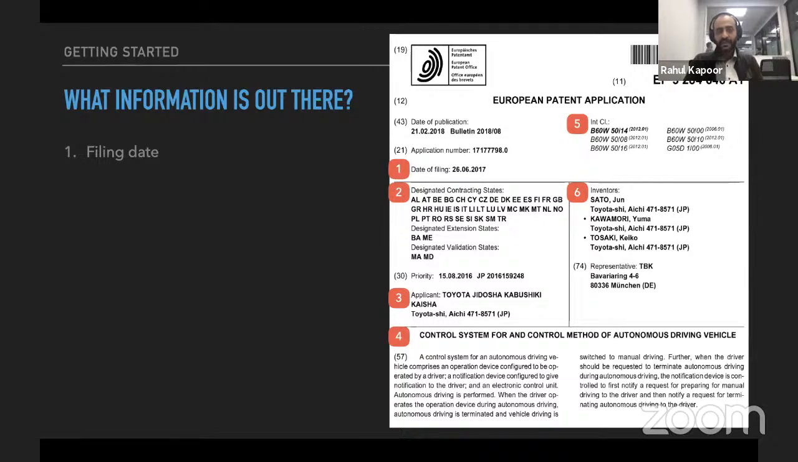That is a very important date, because usually from that date up to 20 years, you have the protection. And you see the countries where the protection is sought. So for the same patent, you can file in multiple countries if you have markets in multiple countries. You can see who's owning the patent. So in this case, Toyota is the patent holder. You can see the title and abstract. Usually you see on the front page this is a patent on autonomous driving.